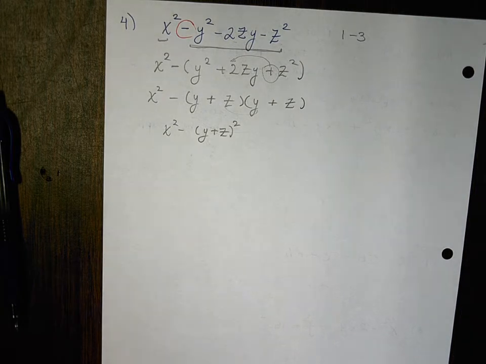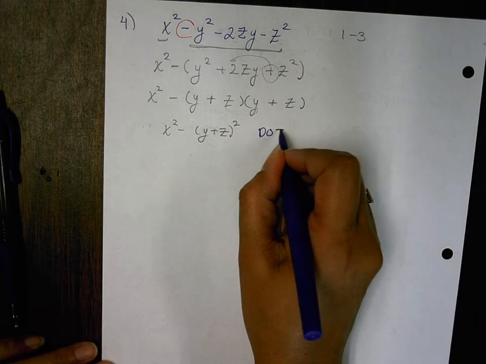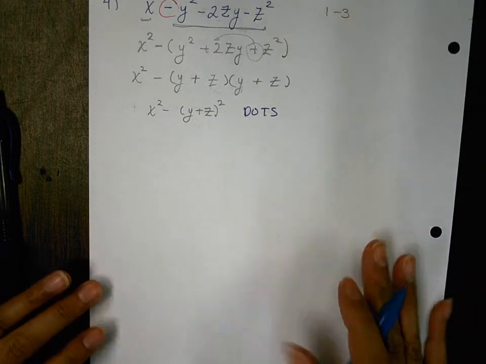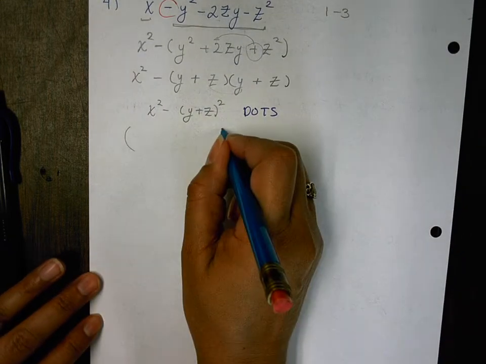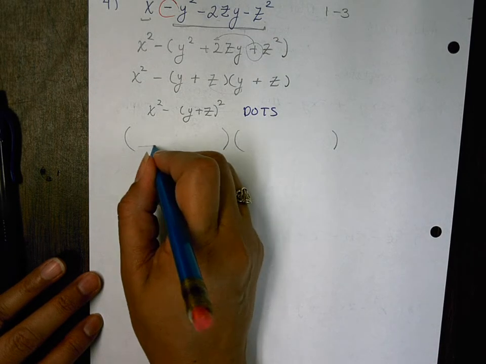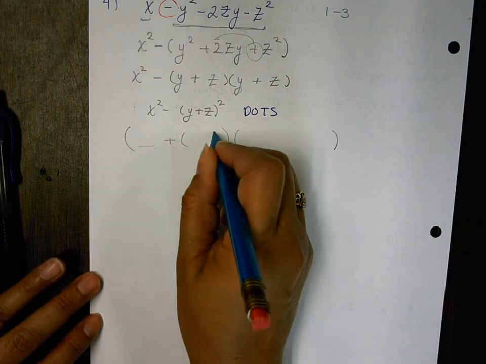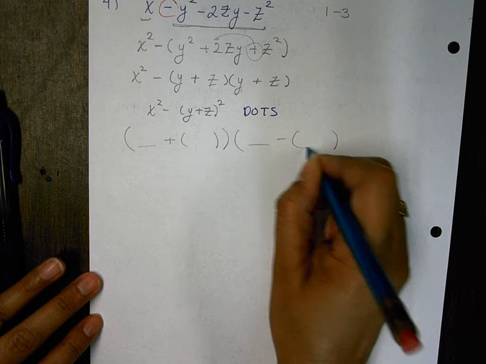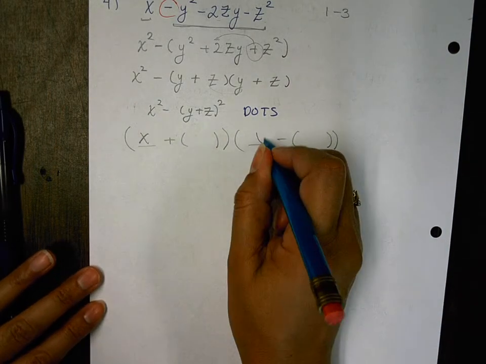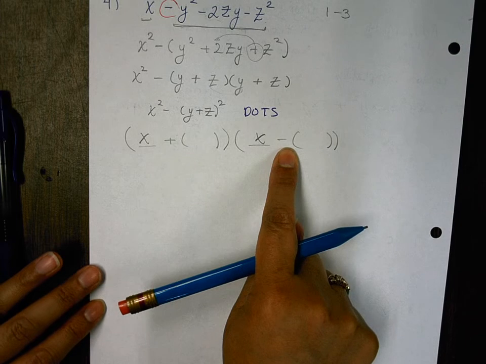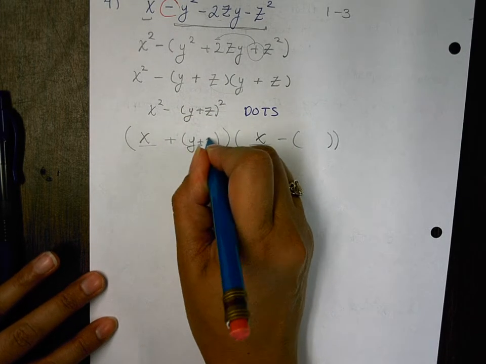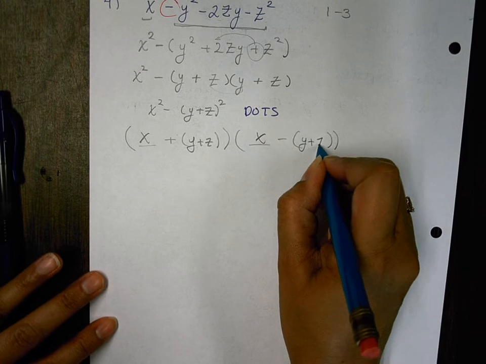Not done, but we've at least gotten down to where I am now able to factor a difference of two squares. So I'm going to again do my big exaggerated parentheses. First term plus second term, first term minus the second term. The square root of x squared is x, and if you want to put minus and then plus, that's perfectly fine. The square root of this piece here is going to be y plus z. So there we have it.